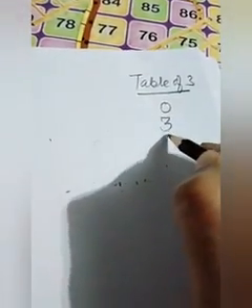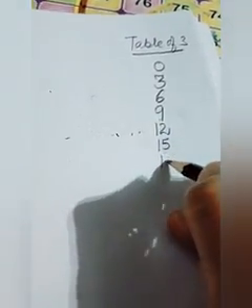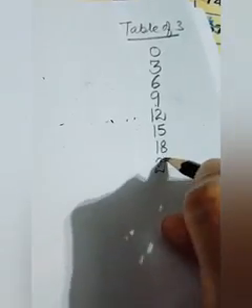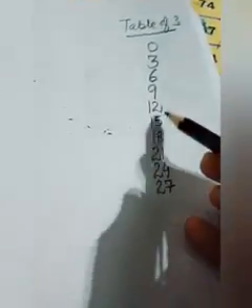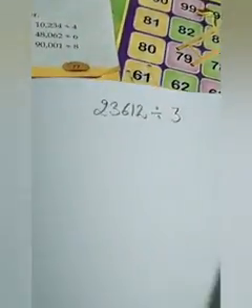3 zeros the 0, 3 ones the 3, 3 twos the 6, 3 threes the 9, 3 fours the 12, 3 fives the 15, 3 sixes the 18, 3 sevens the 21, 3 eights the 24, 3 nines the 27. Yes, as I already told you, we will write up to only 3 nines the 27. We will not write 3 tens the 30, because we don't need that in our multiplication. Yes, now see how to do the sum.